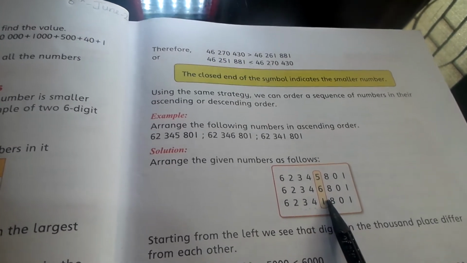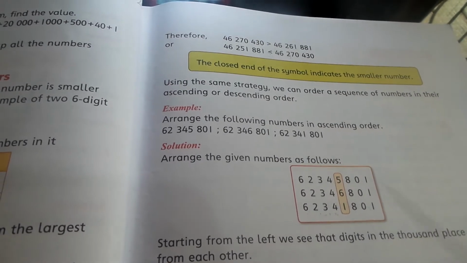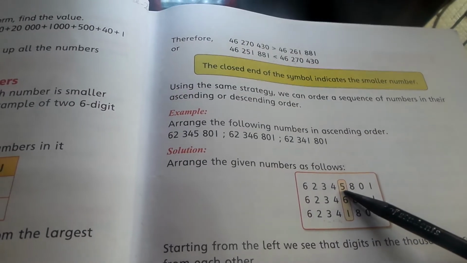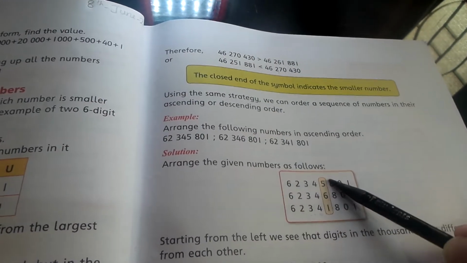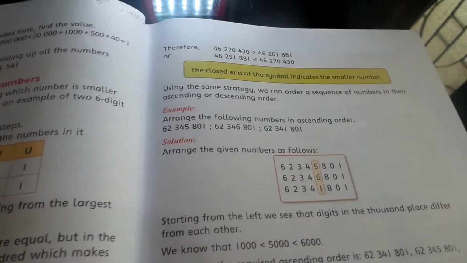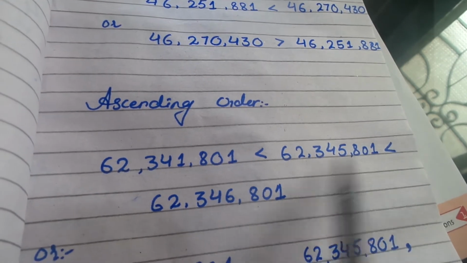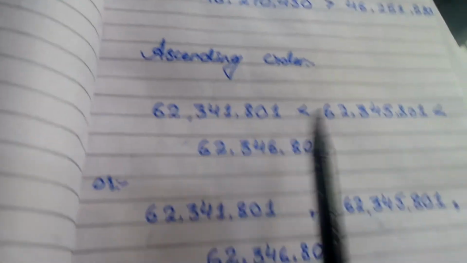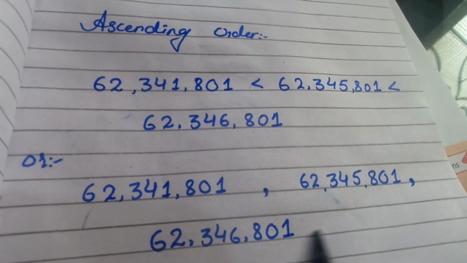5, 6, 1. We have to arrange in ascending order. Ascending order means we go from smaller to higher, smaller to bigger number. So 1000 is smaller than 5000, which is smaller than 6000. Or you have to write this number like this: smaller than this, smaller than this. The closed end of the symbol indicates the smaller. Or you can write these numbers arranged in ascending order, just putting commas between them.